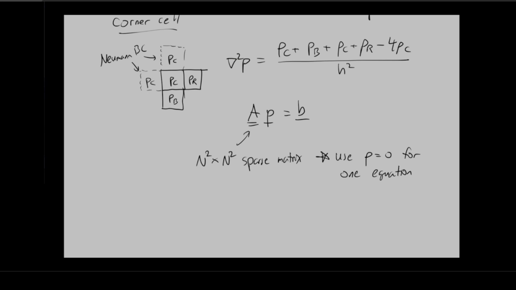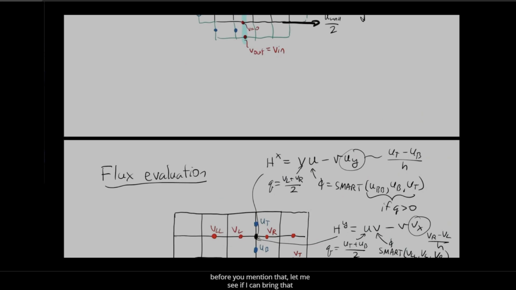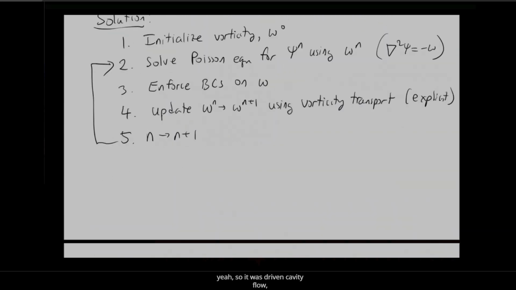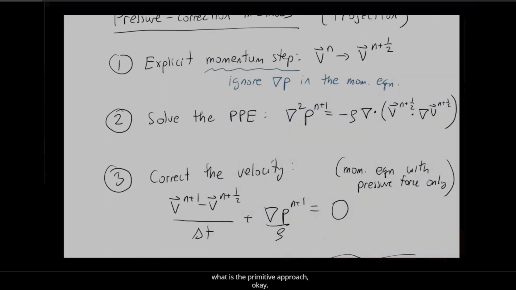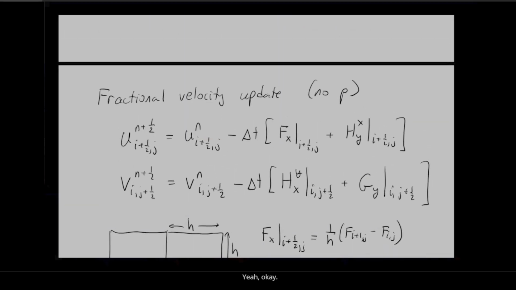Yeah. Now we're looking at the pressure solver, so I have no doubt in the fractional velocity. Fractional velocity update. OK, let's just make sure. Before you mention that, let me see if I can bring that up. For the fractional velocity update, I think we had, so it was cavity flow, vorticity, and variable approach. OK. Did I actually write that update? Probably somewhere. Yeah, OK. Here's the fractional velocity update.